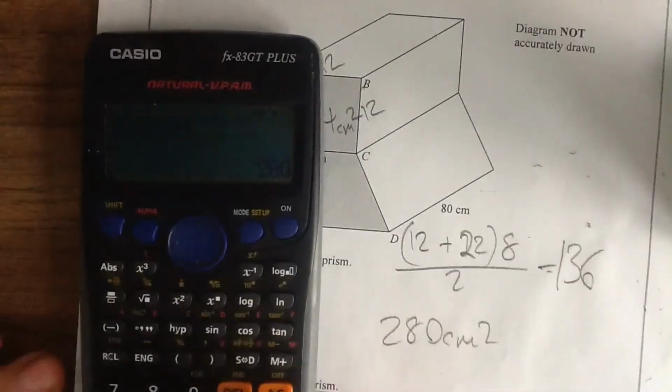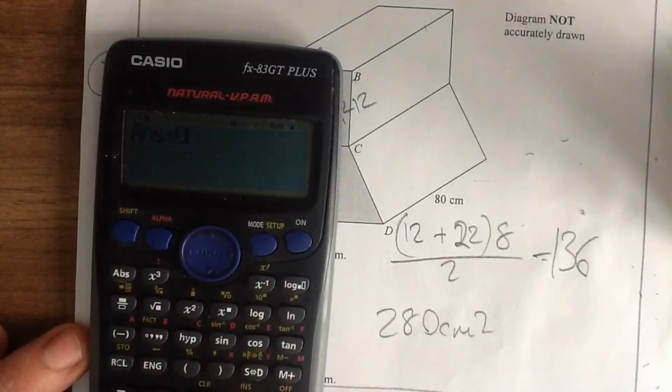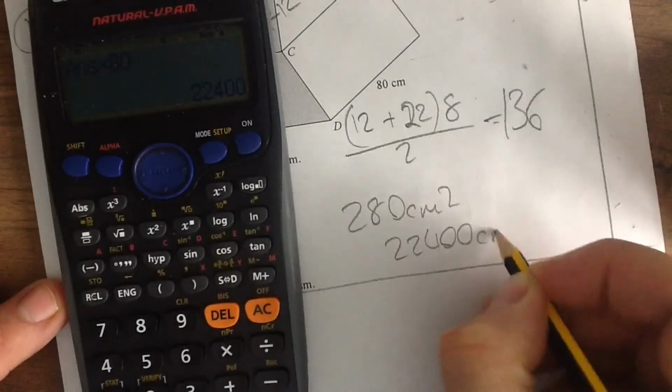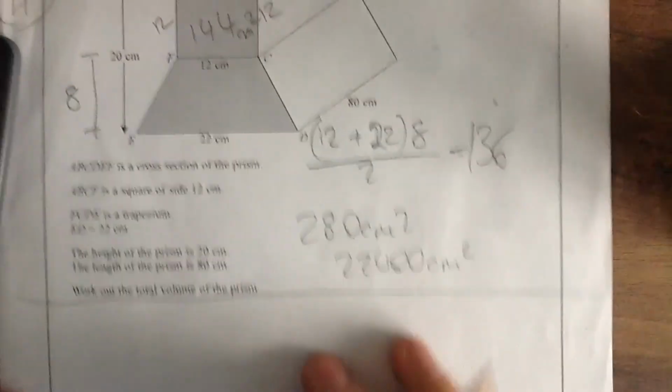Cross section times depth, I need to times it by my depth, which is 80, which is 22400 centimetres cubed. And that's it.